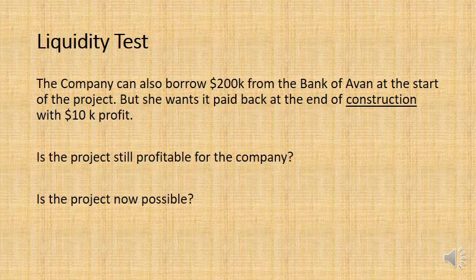Well, with those conditions, is the project still profitable? Well, the answer is yes. Previously, the project was $103,000 in profit, and now you're taking away $10,000. That goes to Avan. So now it's $93,000 in profit. Is the project now possible? Does it have enough liquidity? We need to go back to the liquidity test to find out.